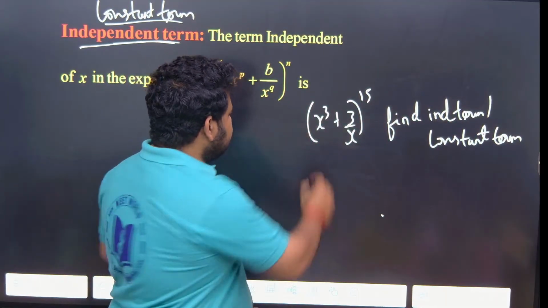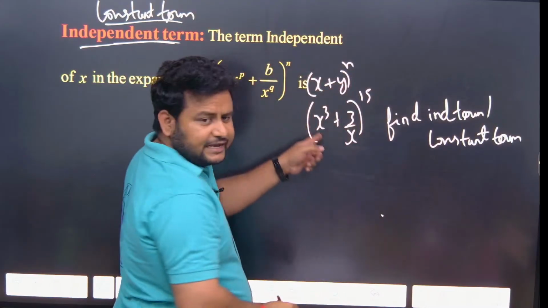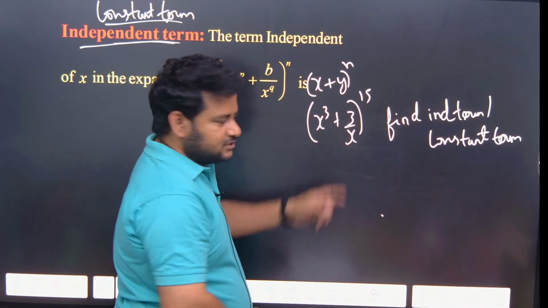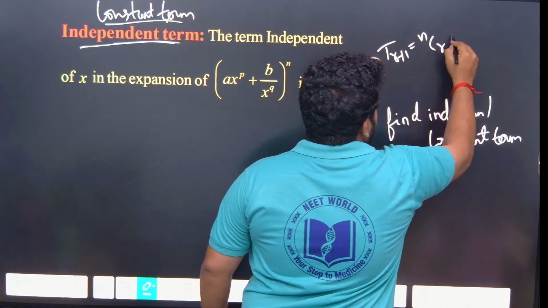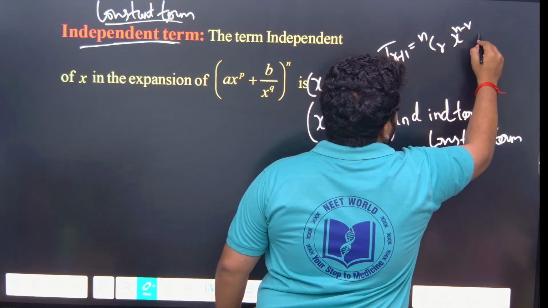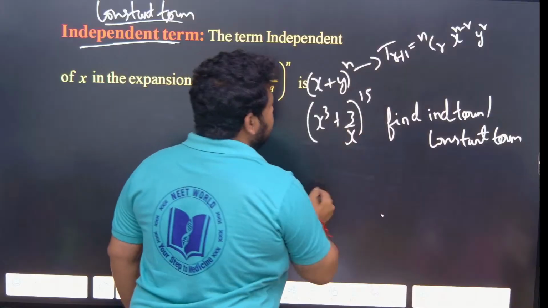So here it is of the form x plus y to the power of n. Here x is x cube, y is 3 by x. The general term for this, T(r+1), is nCr x to the power n minus r, y to the power r. Correct? Apply the same thing here.